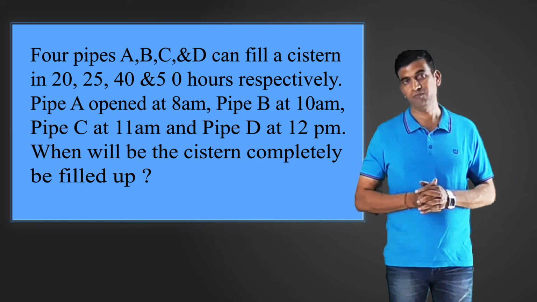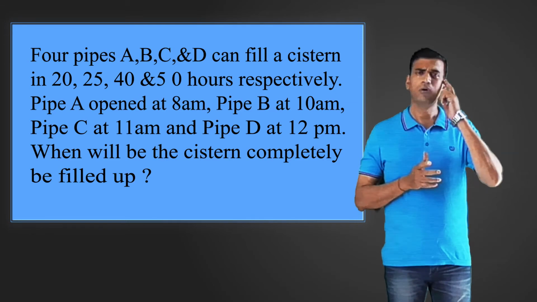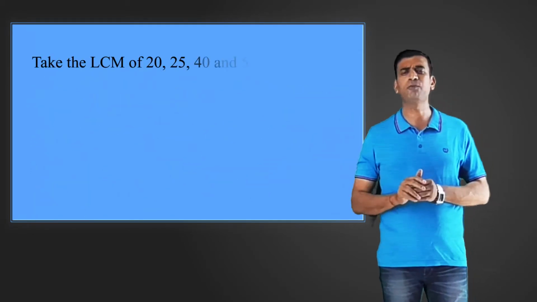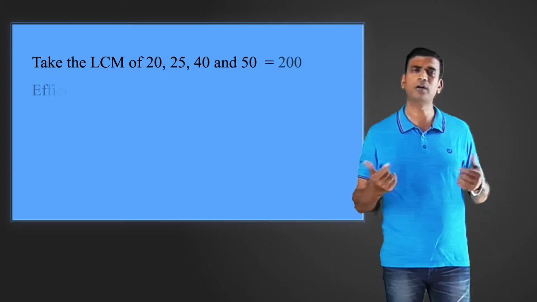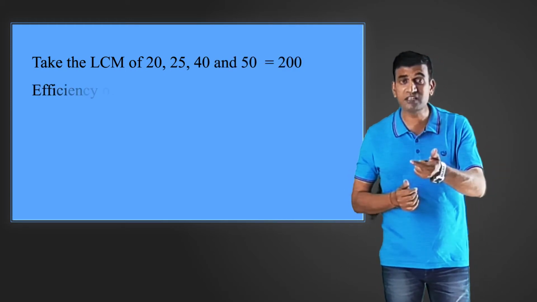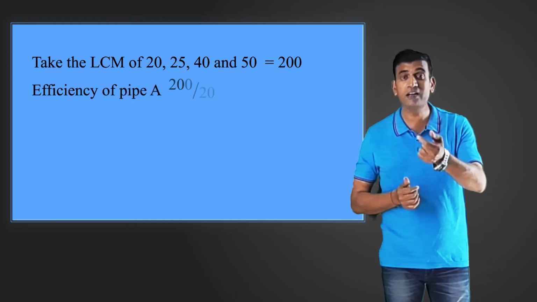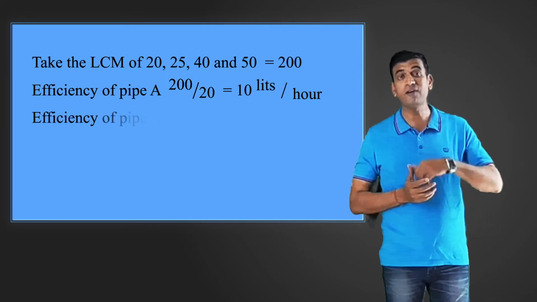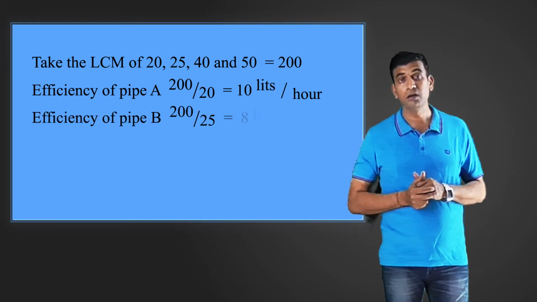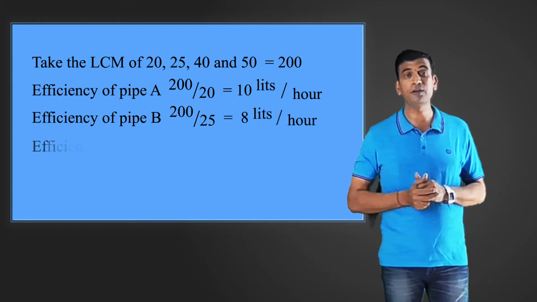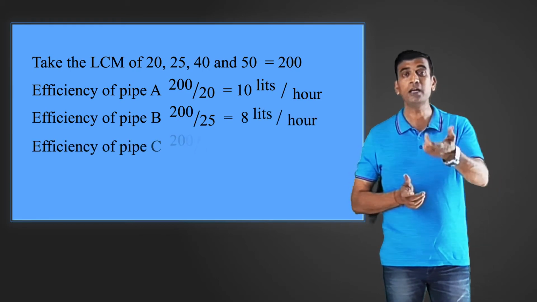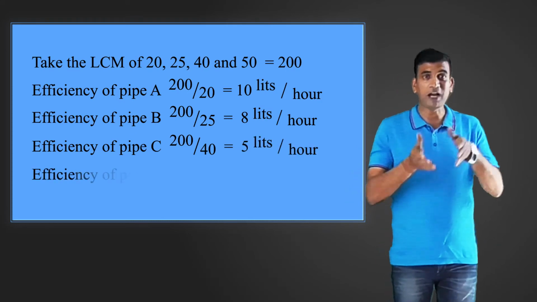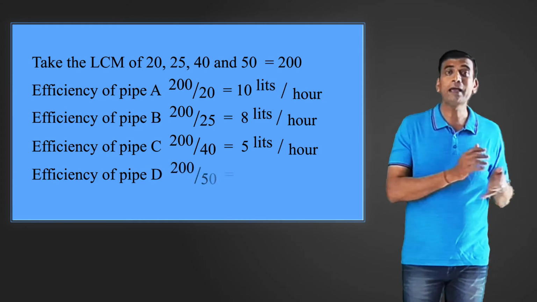Now the question is, when will this tank be completely filled up? Here also we go through the same LCM method, 20, 25, 40 and 50. So LCM is what? 200. So what is the efficiency of pipe A? 200 divided by 20, 10 liters per hour. Pipe B, 200 divided by 25, 8 liters per hour. Pipe C, 200 divided by 40, 5 liters per hour. Pipe D, 200 divided by 50, 4 liters per hour. But pipe A opened at 8 a.m. in the morning.